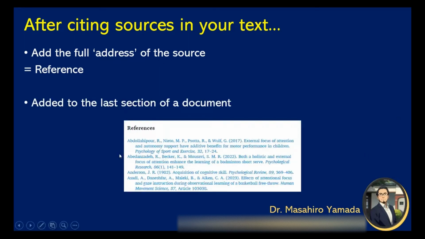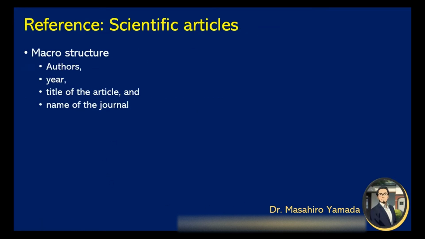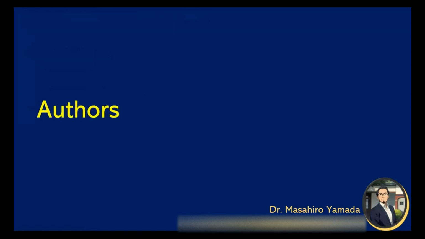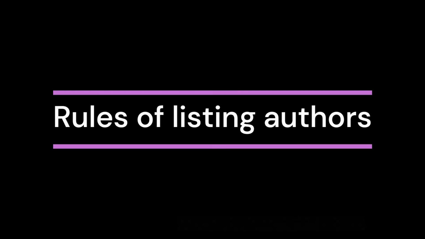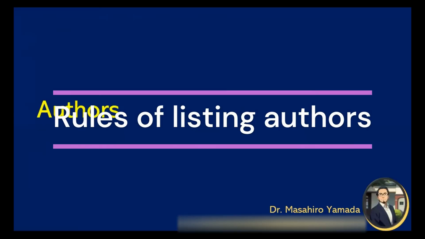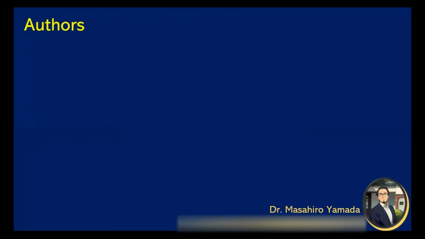An example of a reference section is like this. This is the basic structure of the referencing rule. So we're going to go one by one. The first one is the author's rules.